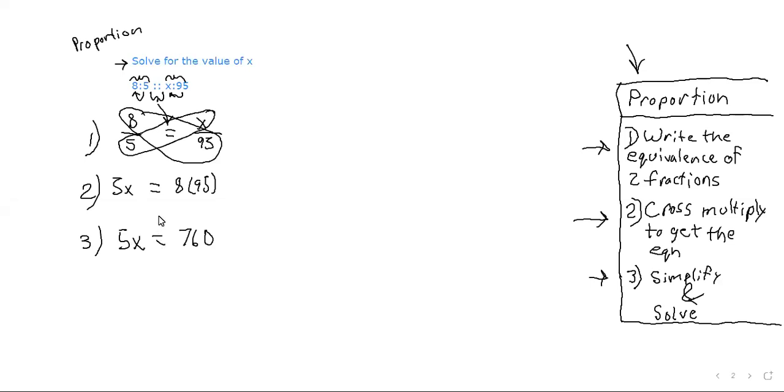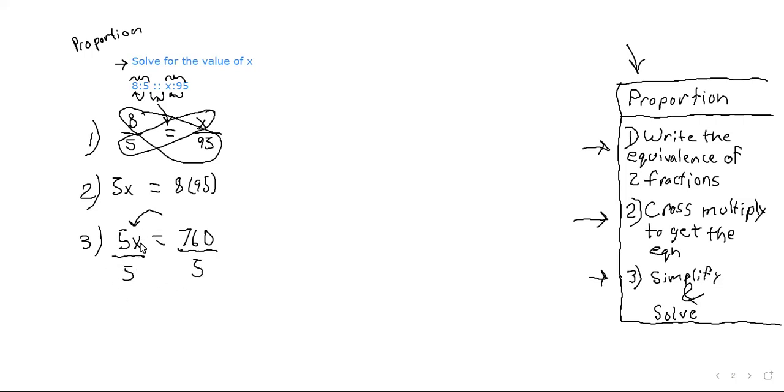And how do we solve? We focus on the variable side of the equal sign, see what operation's happening to our variable. We're multiplying by 5, so we're going to do the opposite of that operation. So we're going to divide by 5. And we have an equal sign here, so that means that whatever operation we do on one side of the equal sign, we have to do the identical operation on the other side. So we're going to divide the other side by 5 as well.